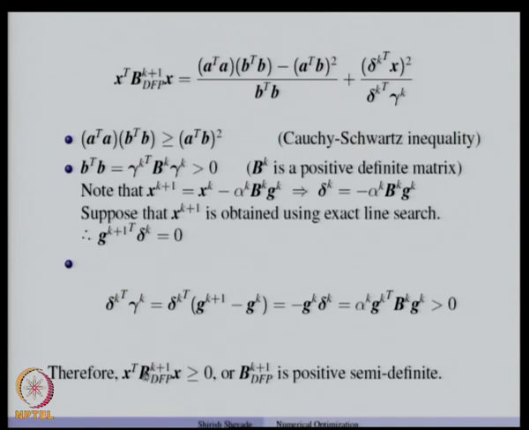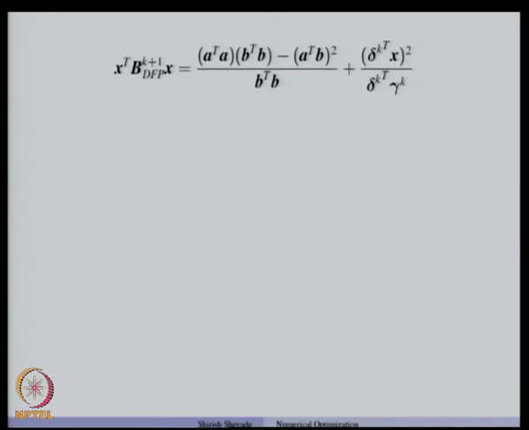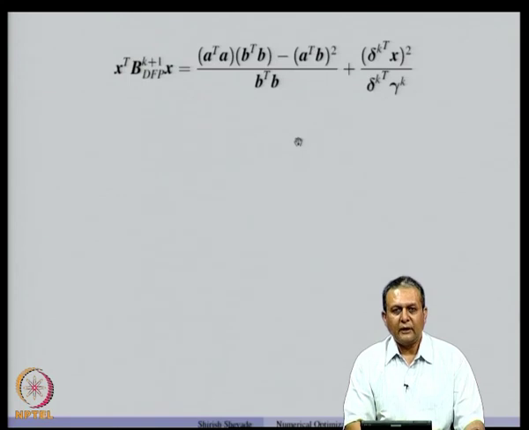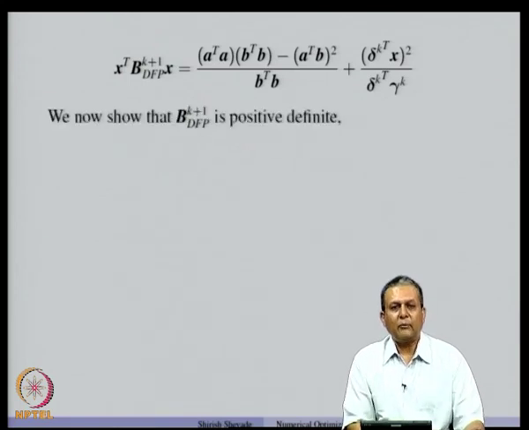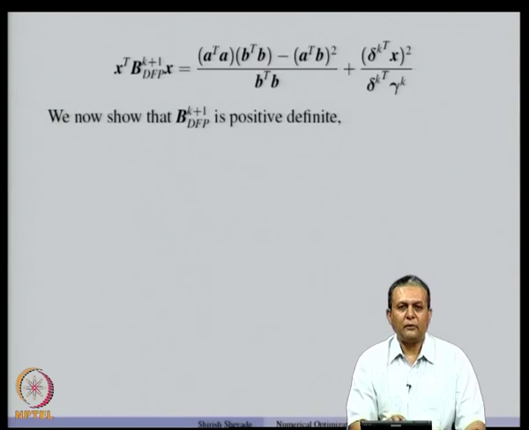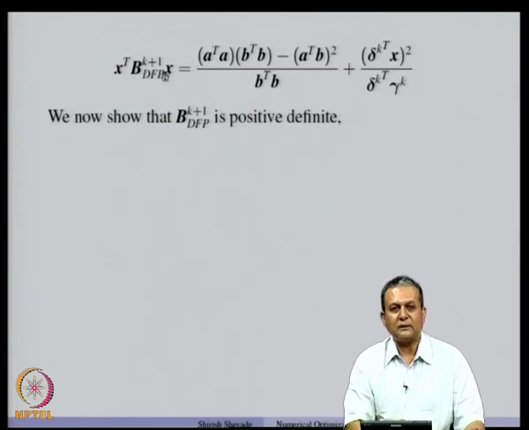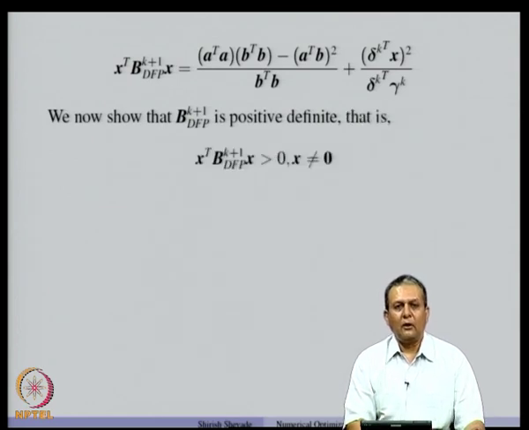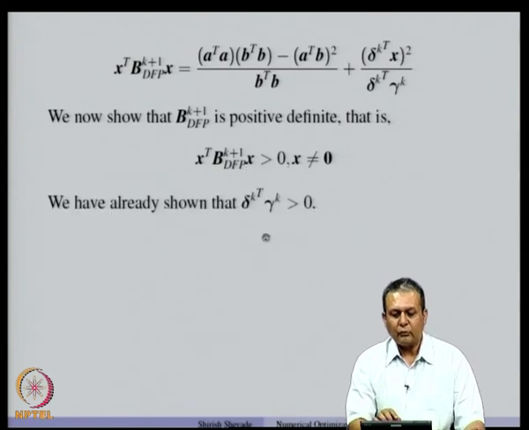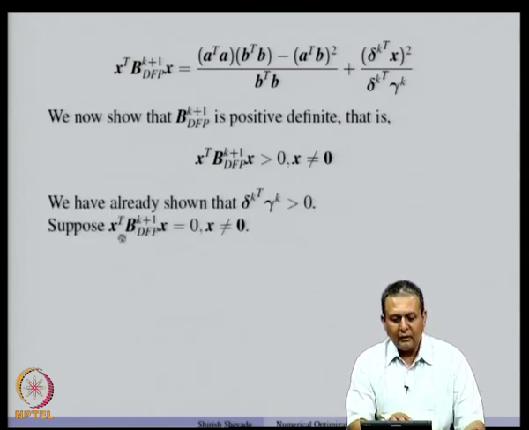That means that the matrix B k plus 1 is positive semi-definite, but we have to show that B k plus 1 is positive definite. So, let us see how to do that. Let us again look at this expression, and we have to show that B k plus 1 is positive definite. Now, for a moment we assume that x transpose B k plus 1 x is 0, given that x is not equal to 0. This is what we want to refute, so let us assume x transpose B k plus 1 into x is 0, where x is not equal to 0.